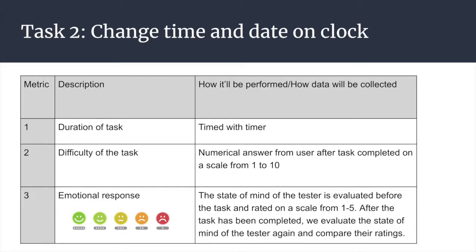We measured the time it took the users to complete this task, the difficulty they found this task on a scale of 1 to 10, and had them rate their emotional state on a scale of 1 to 5 by choosing the face they most closely related to from this graphic included on the slide. The purpose of this task was to measure the difficulty of changing the time and determine possible user frustration.